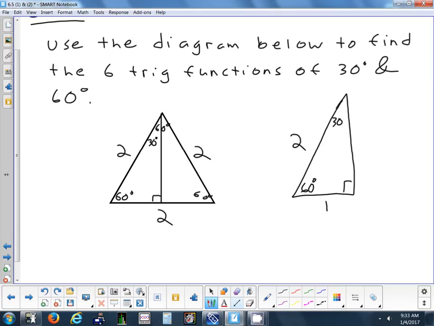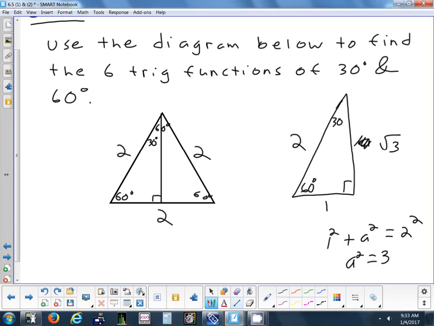But how would I get the third side? Yeah, just use the Pythagorean theorem. Call that a. So 1 squared plus a squared equals 2 squared. So a squared is going to equal 3. So what's a? Square root of 3.